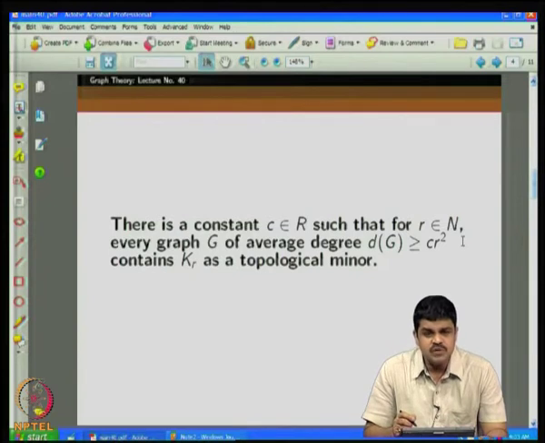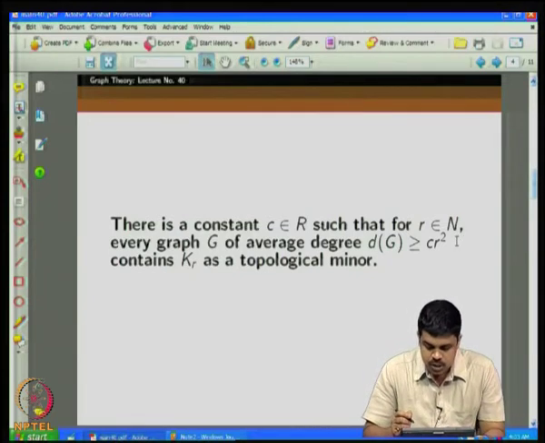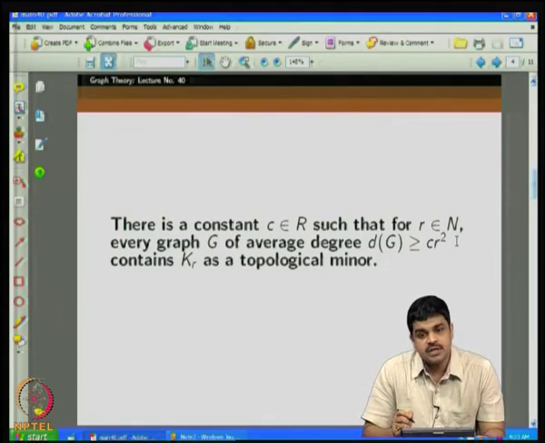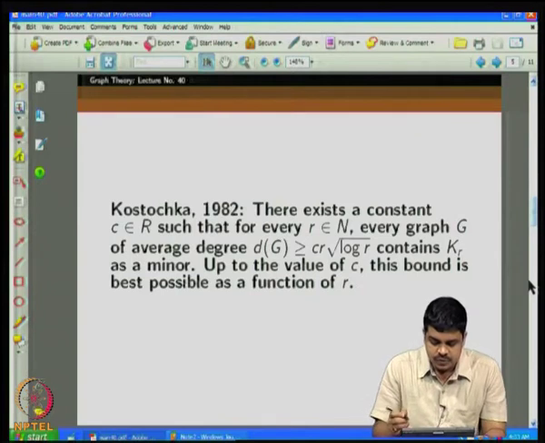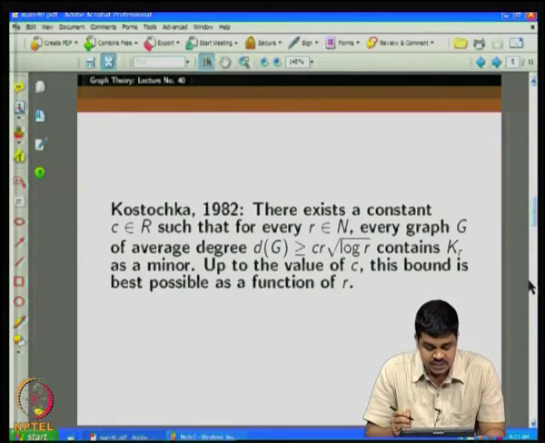But suppose we do not want a topological minor, we only want a minor, KR minor. Then what should be the average degree requirement? How much should the average degree be, so that we are sure that if the average degree is that much, then there is a KR minor for the graph. This question was answered by Kostochka. He showed that there exists a constant C such that for every integer r, every graph G of average degree at least C times r root log r contains KR as a minor.